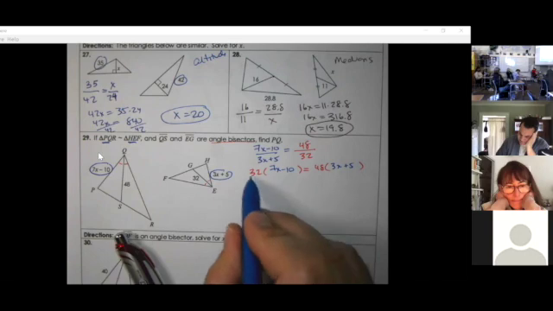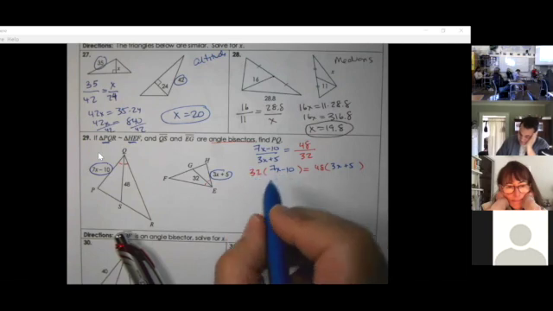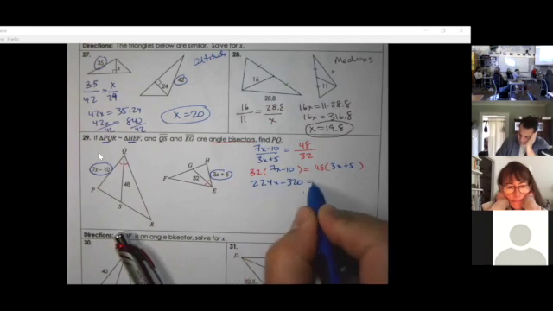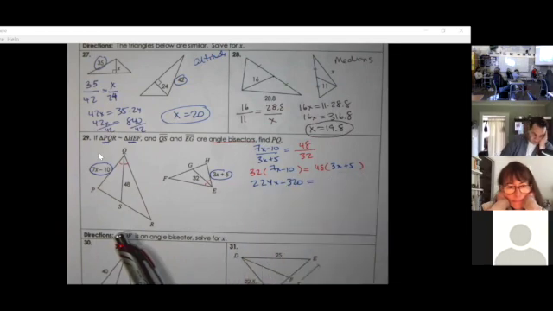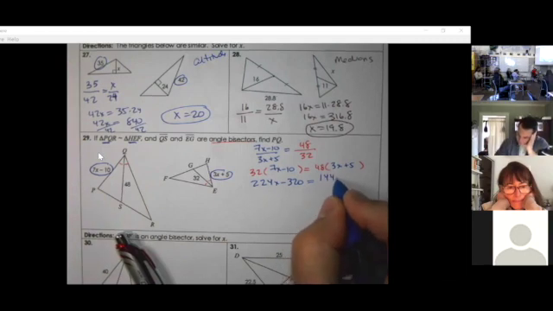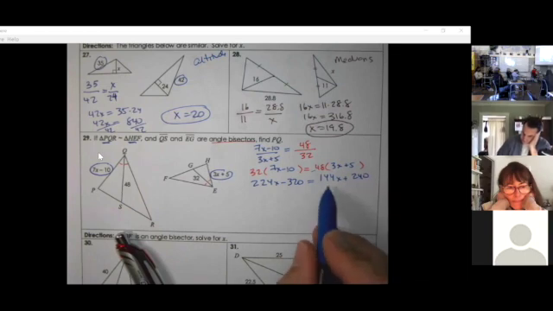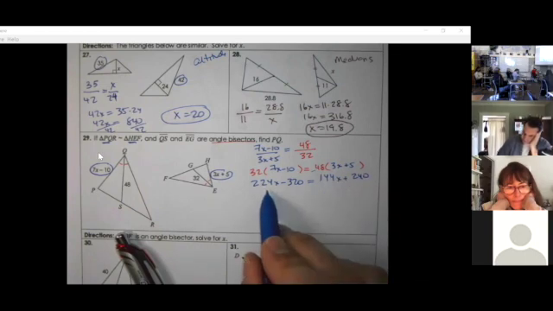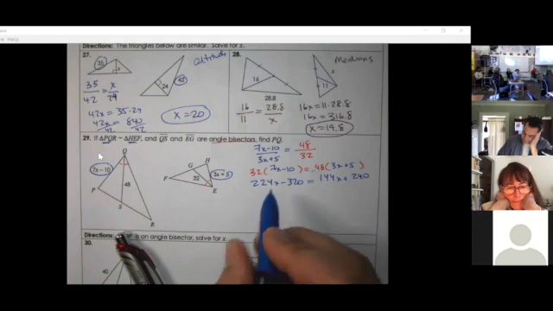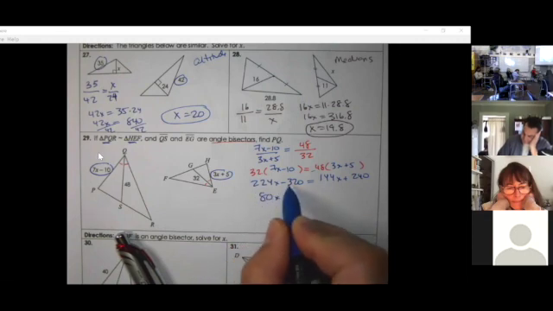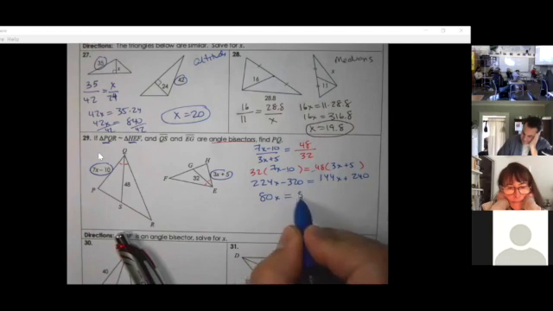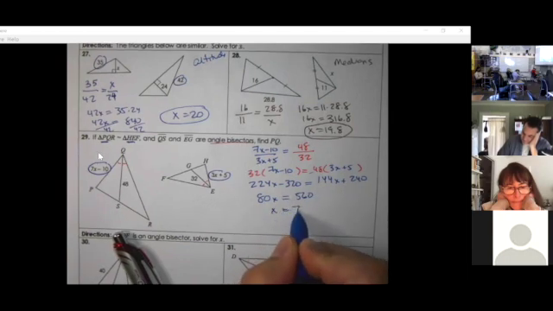So 32 times 7 is 224. Minus 320 equals 48 times 3, 144x plus 240. So we'll subtract the 144x from both sides, and we're going to get 80x. Add 320 to both sides, and we'll get 560, which means x equals 7.